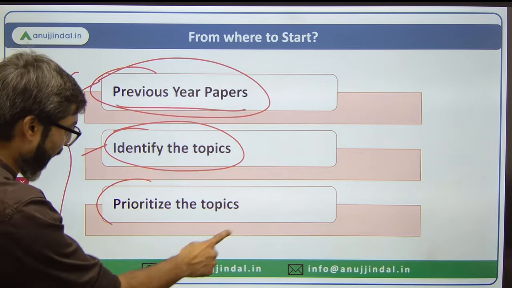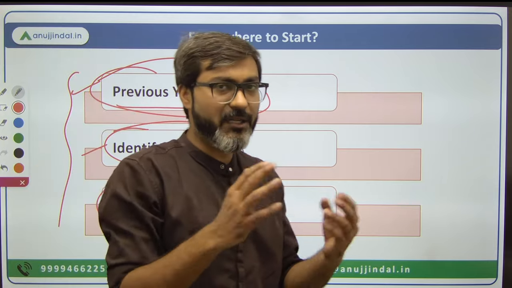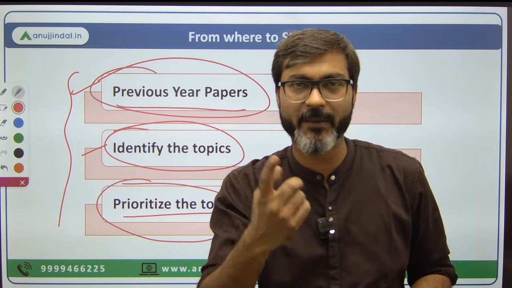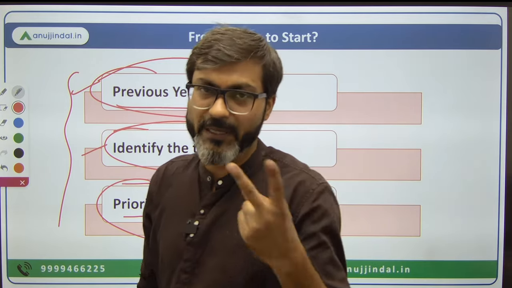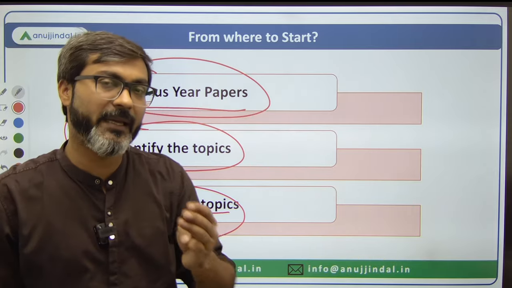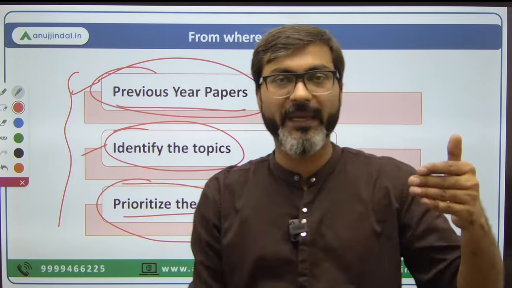And then you need to prioritize the topics. Now what do I mean by prioritize the topics? See, there are certain topics in general awareness from where only 1 or 2 questions are asked. 1 question maybe. For example, appointments, obituaries. कभी-कभी sports से ज़्यादा questions आते हैं, कभी कम questions आते हैं. So in your priority list while you are studying general awareness, you can put these topics at the bottom.